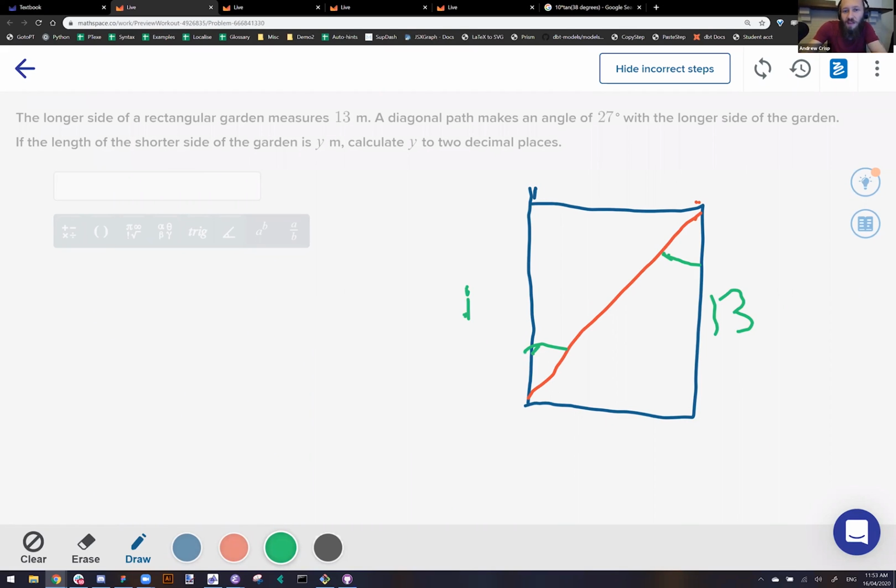This one here, and these are both 27. 27 degrees. Oh man, I can't do my angles today. 27 degrees. 27 degrees. And I'm going to throw in my right angles as well.